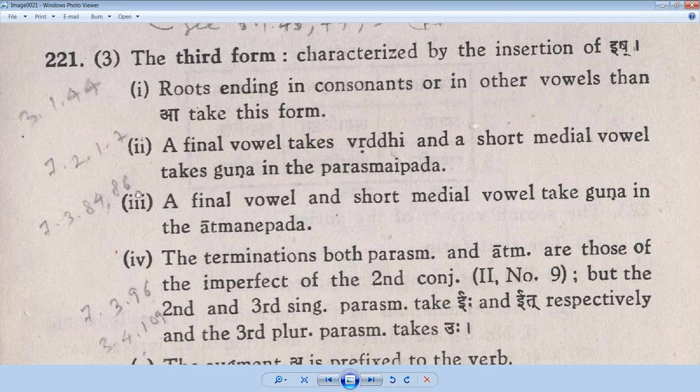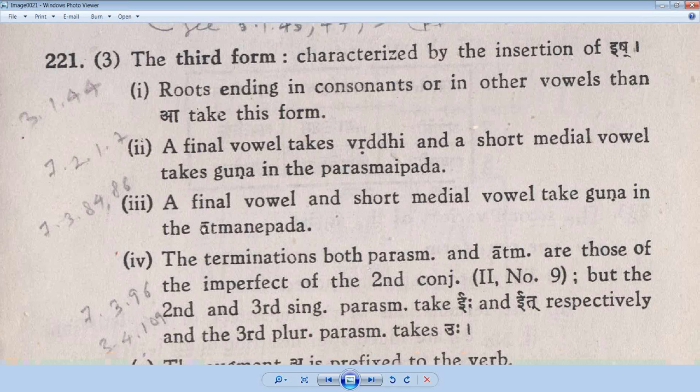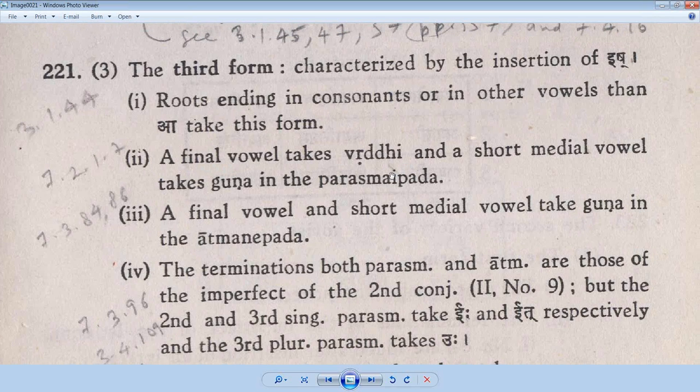Well, I'm sorry, I'm skipping to number 2. The final vowel takes vriddhi, that's 721, Sichi Vriddhi Parasmai Padeshu. And a short medial vowel takes guna only, he says, because 723 is stopped by neti. So that's the difference between these two points.